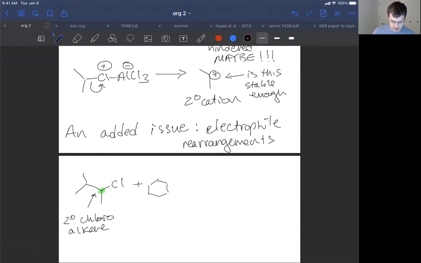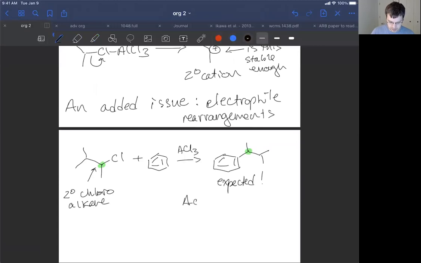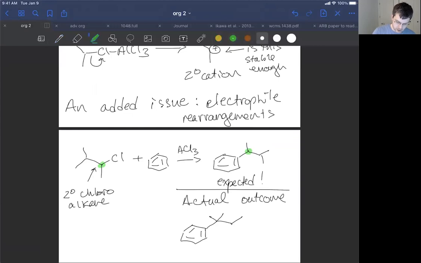Now what I want to do is attach this to a benzene by way of a Friedel-Crafts alkylation catalyzed by aluminum trichloride. The expected product under standard conditions is this. Expected, okay? But the actual outcome is a bit different. The actual outcome is one in which the benzene is attached to a different carbon. The carbon that I've been highlighting green is now over here, and we have a different connection point.